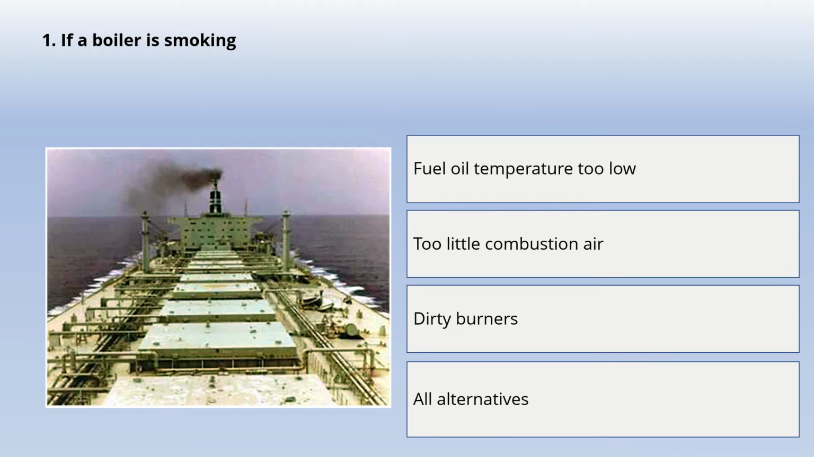Our first question is, if a boiler is smoking, and the options are fuel oil temperature too low, too little combustion air, dirty burners, all alternatives. And the correct option for this question is all alternatives, that is, all the other three options are correct.